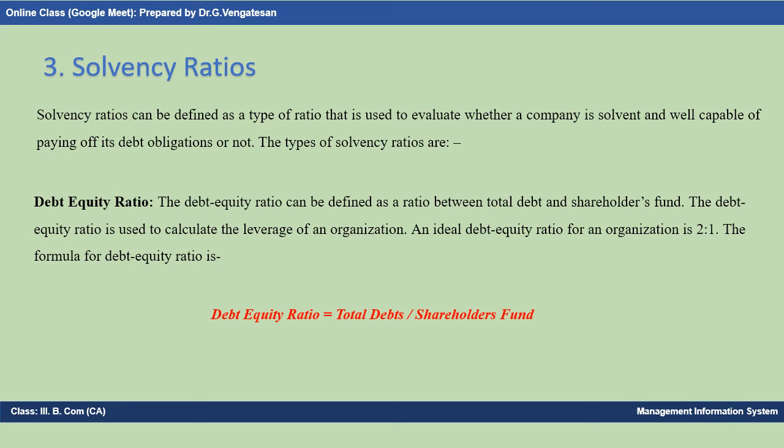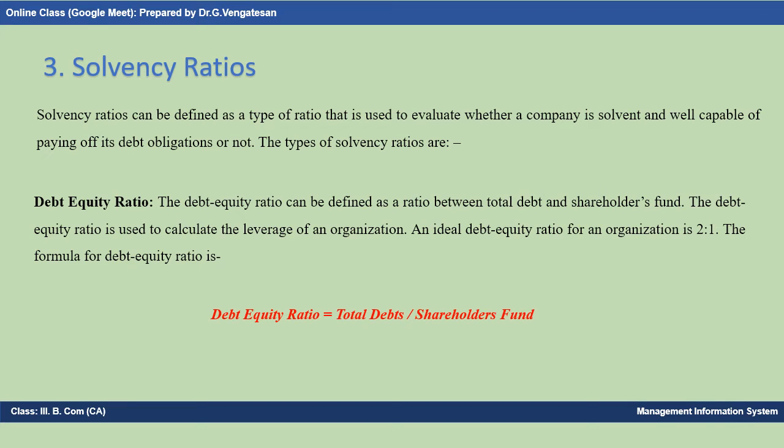Solvency refers to the ability of a firm in meeting its long-term obligations. So the solvency ratio is always related with long-term obligations. By solvency, we mean long-term solvency of a firm. This is because liquidity means short-term solvency. So liquidity will always refer to short-term solvency, and by solvency we mean long-term solvency.